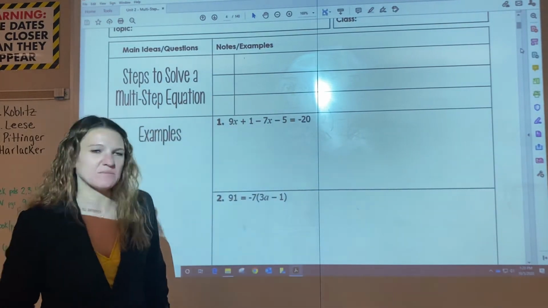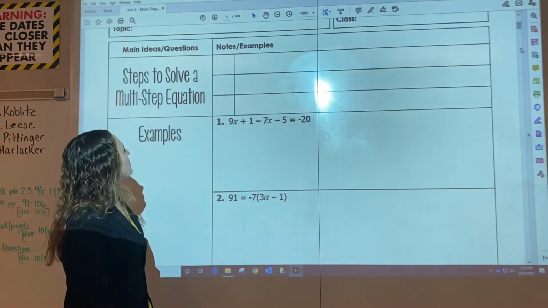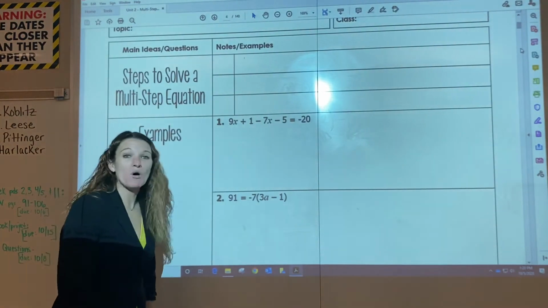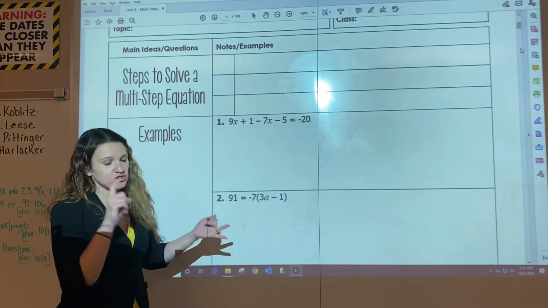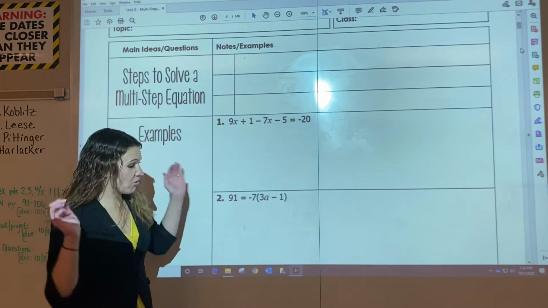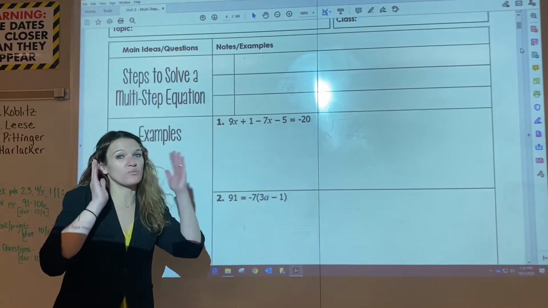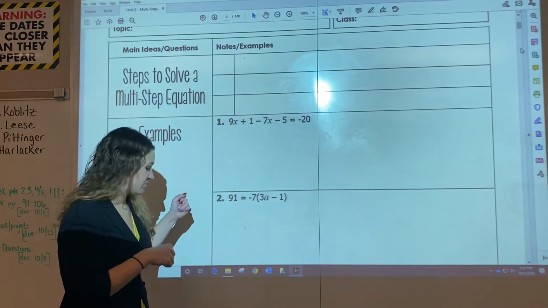Mrs. Koblenz. As I'm sure you know by now, today we're going to be talking about steps to solve a multi-step equation. So you've already solved one-step equations, two-step equations, and now we're just going to throw a whole bunch of steps at you. But once you know the process, you'll know exactly how to do this. So let's start there.